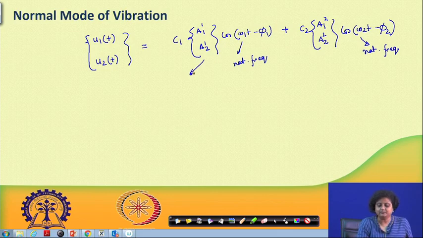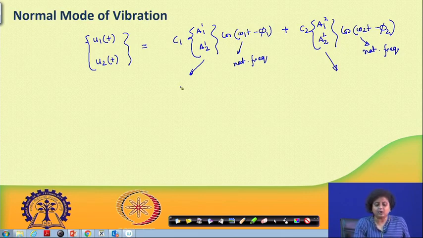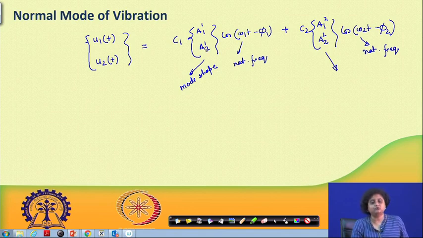And what do A1 and A2 represent? A1 and A2 are going to represent the shape of the deflected system at any instance of time. So, therefore, these are called mode shapes. Because they are associated with the deflected shape, this vector containing A1 and A2 is called the mode shape, and this therefore is also called the mode shape.